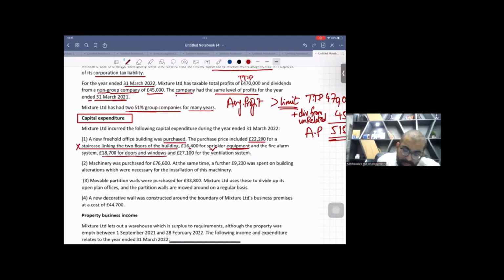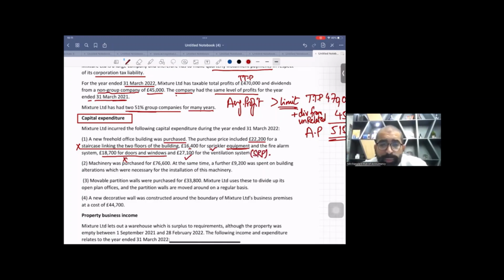18,700 for doors and windows. No, I just told you doors and windows are part of the building. Remember? Then 27,100 for ventilation system. Yes, this is part of SRP, the special rate pool we have done in the question.